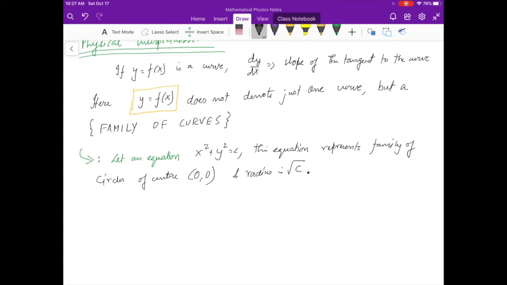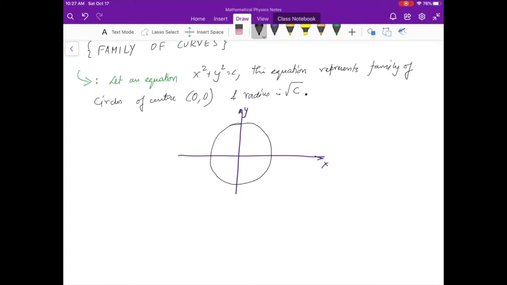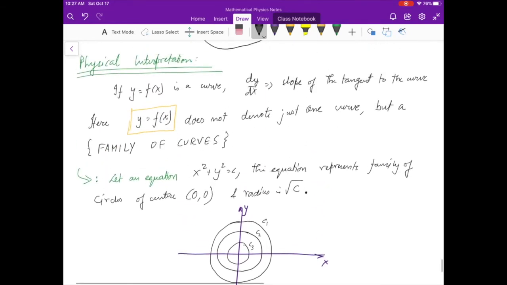So c can have any value, c1, c2, and that is plotted over here in an orthogonal coordinate system. We start drawing curves. The first one is c1, and the radius is root c1. The other is c2, and the radius is root c2. From these curves, we see that all the properties of the curves are the same. It's just that we are simply changing the radius, and that's the only thing that is changing. Other than that, the nature of the curves is exactly the same, and there is really no difference from one to the other.